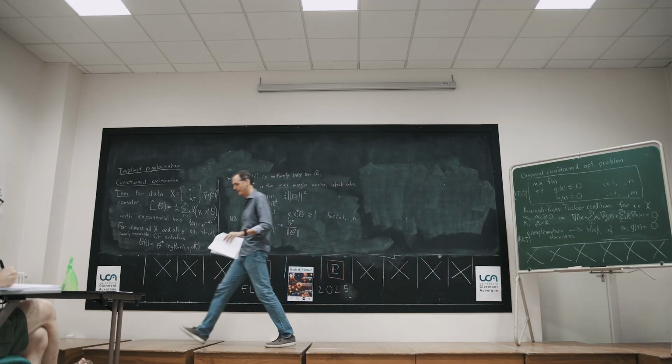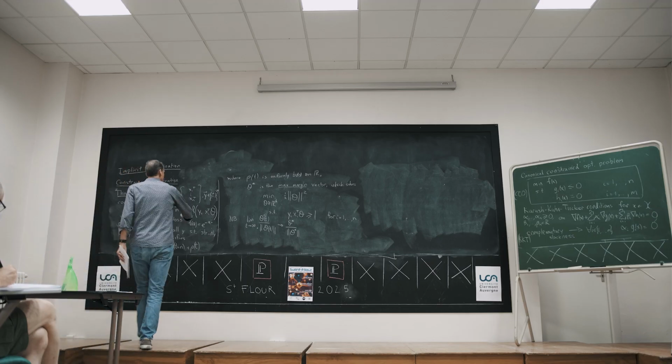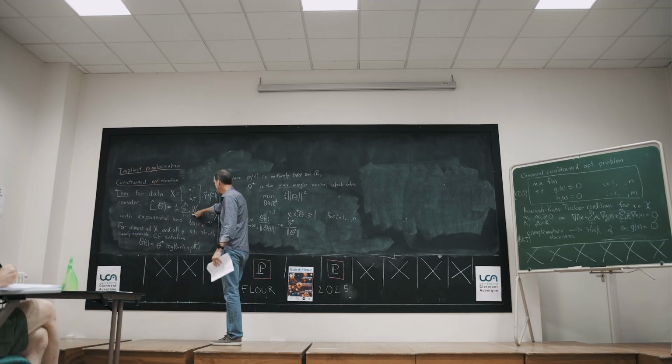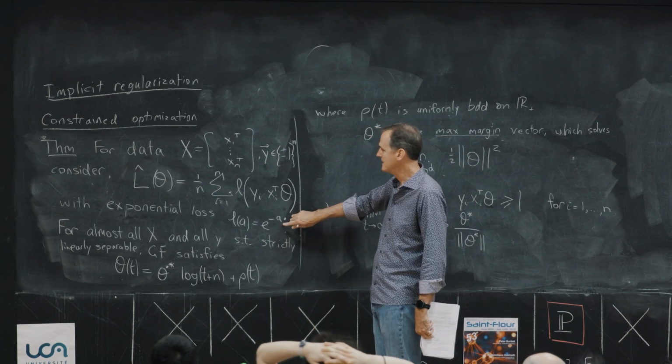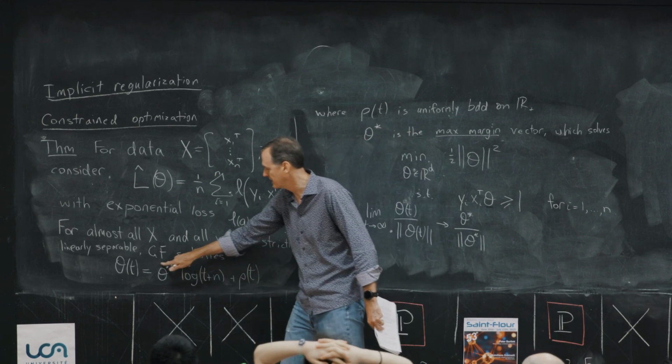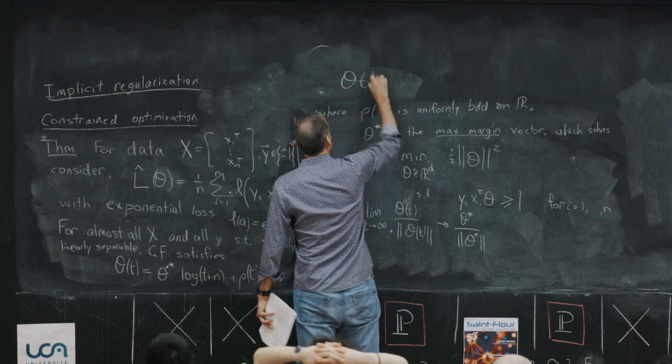Where is the loss function here? The loss function is this exponential function. And we're using that because we're running gradient flow, right? So gradient flow is the differential equation.